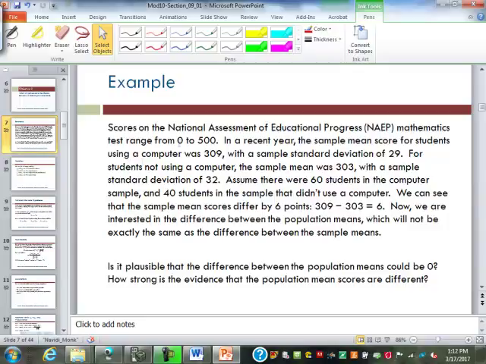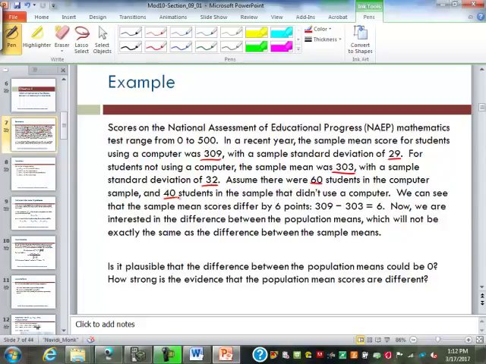So scores on the National Assessment of Educational Progress, mathematics test, range from 0 to 500. In a recent year, the sample mean score for the students using a computer was 309. The sample standard deviation was 29. For students not using a computer, the sample mean was 303 and the standard deviation was 32. Assume there are 60 students on the computer and 40 students that did not use a computer.